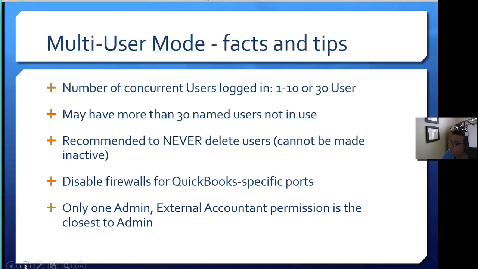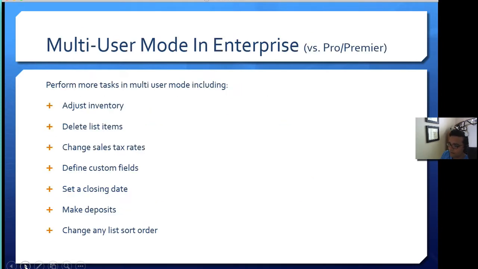Now, going back to QuickBooks multi-user mode, there can only be one admin. The admin is the one that can do pretty much everything, change users, create users, change user permissions. Only the admin can do that. Now, there's one permission structure called external accountant, which is the closest to the admin. It can do almost everything the admin can do except for changing company preferences. So that's just really important to keep in mind.